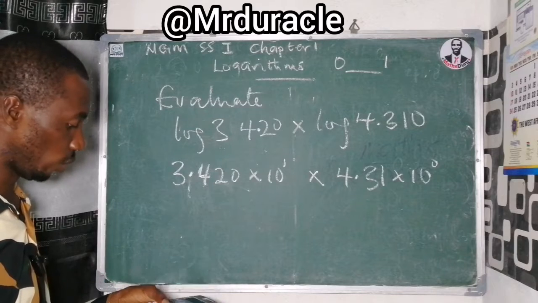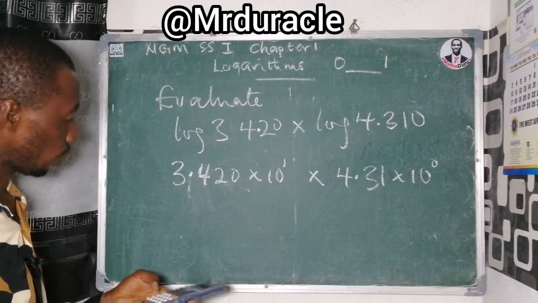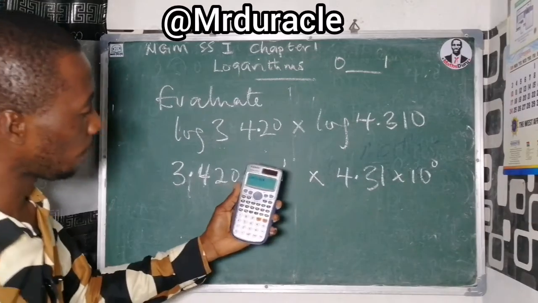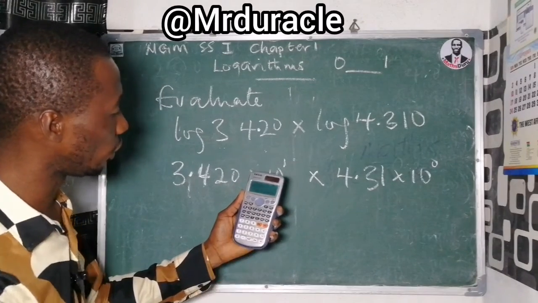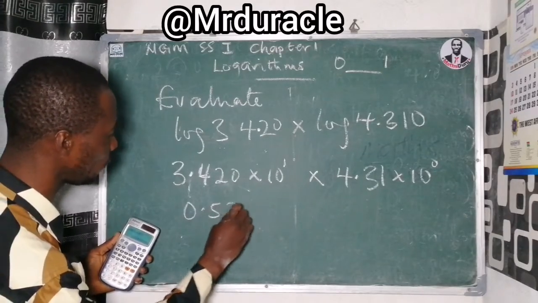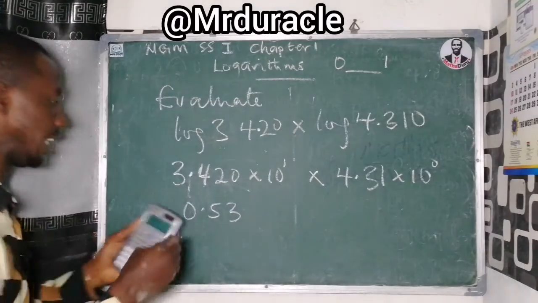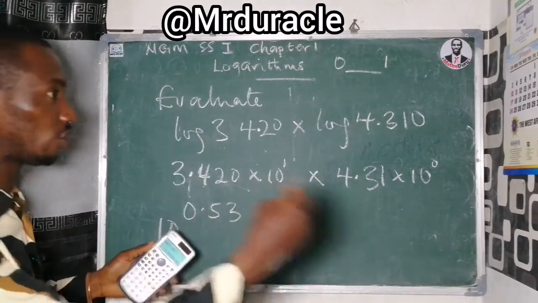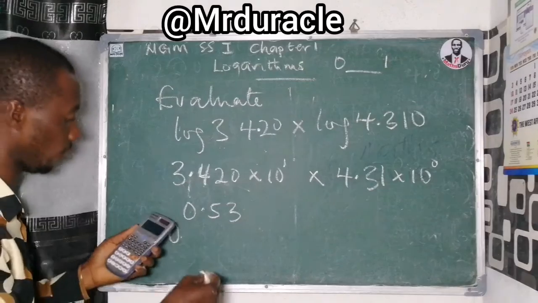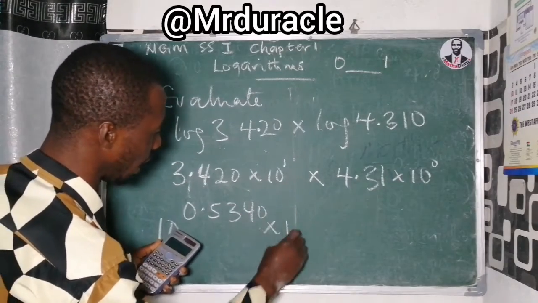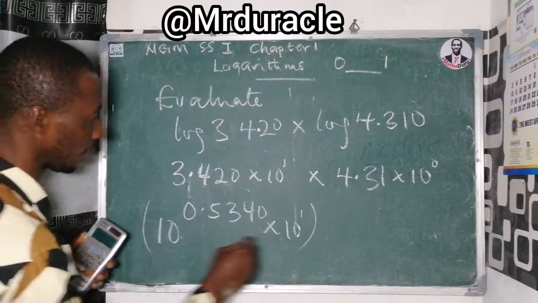So when you do that, you say log 3.420, and it will give us 0.53, like I told you. But remember, it is the index form. This means the index of 10 that gives us this, so it has to be in index form. So 10 to the power of 0.5340, then times 10 to the power of 1. So this can be in brackets, then times.